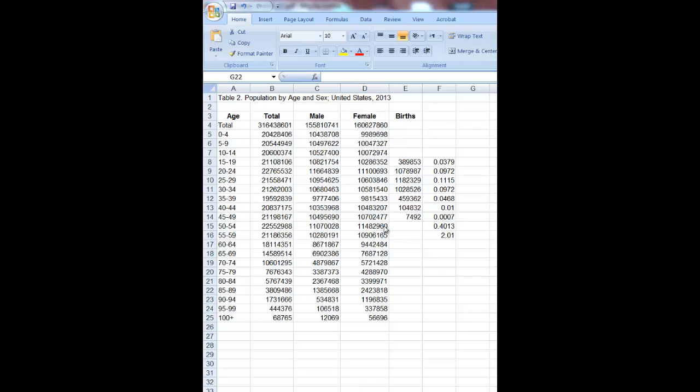The actual result can be kind of hard to visualize. It's a ratio, and it will pretty much always be less than 1. So we're going to go ahead and calculate the child-woman ratio for the United States in 2010.